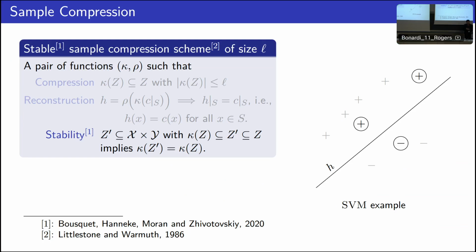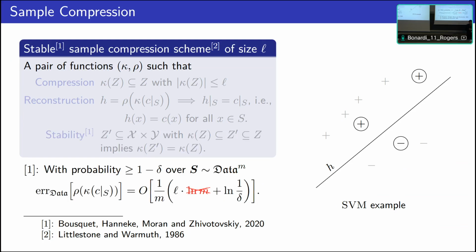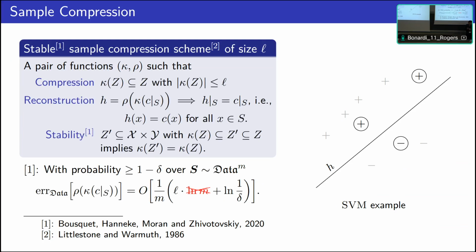So with this definition, previous work by Bousquet, Hanneke, Moran, and Zhivotovskiy shows that the reconstruction function has this error bound with probability at least 1 minus delta, where the stability property that I highlighted removes the log m factor from previous work by Littlestone and Warmuth. So yes, with this stability, you get rid of this log m.